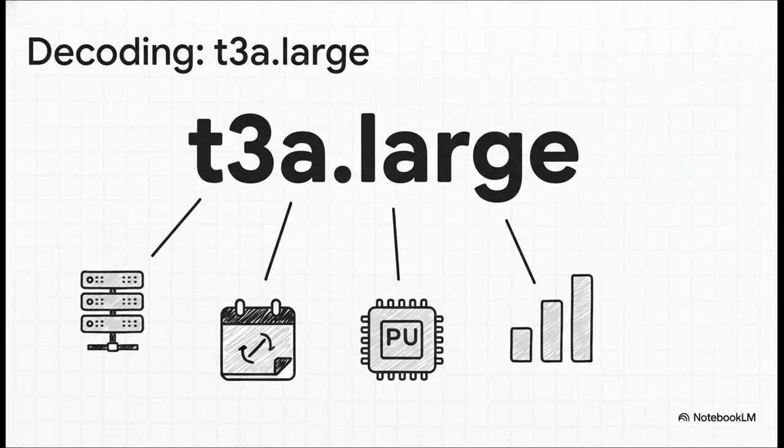And the cool thing is, you don't have to memorize a million different instance names. You just have to learn how to read the code. Take T3A.large, for example. The T tells you the family, general purpose. The 3 is the generation. And trust me, newer is almost always better. The A tells you it's an AMD processor. And large is just the size. See? It's not random letters and numbers. It's a system. And now you know how to read it.